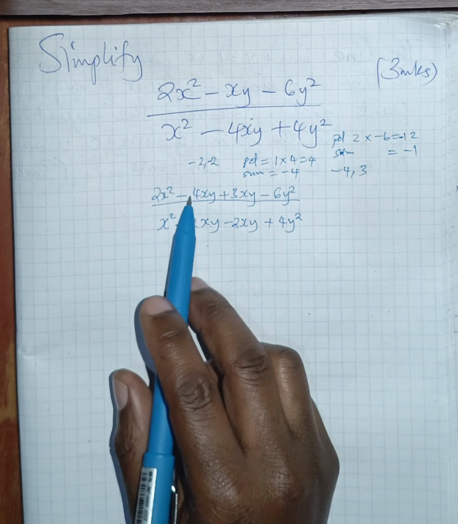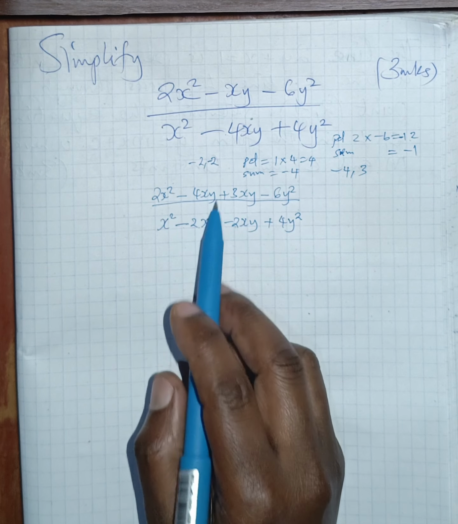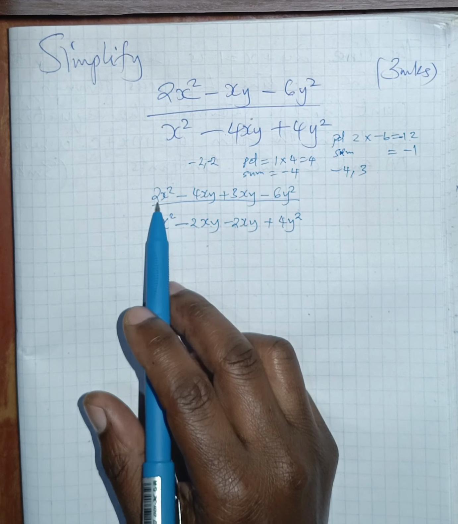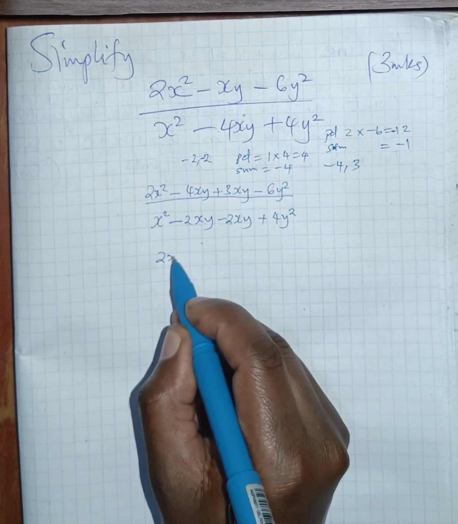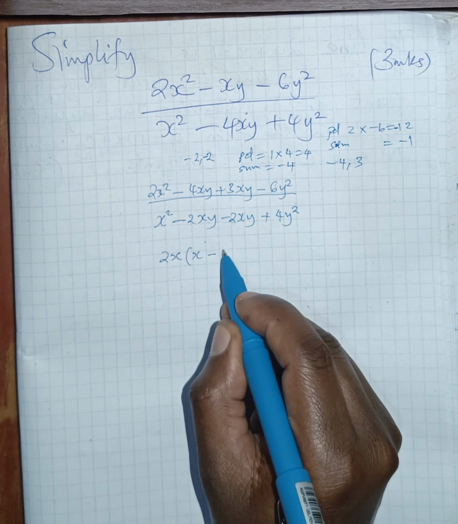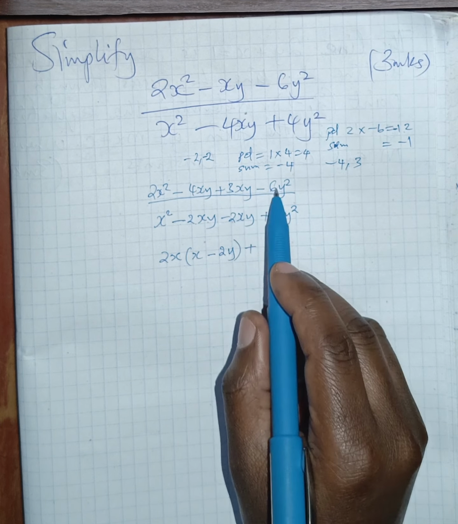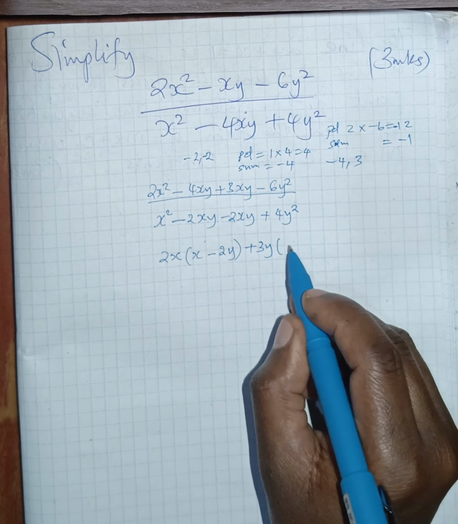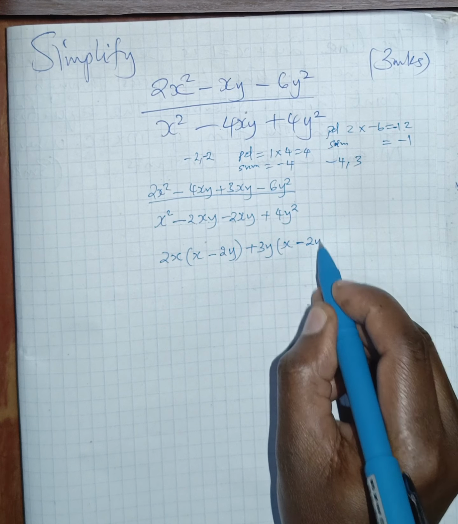Then I go ahead and factorize these two expressions. Begin with the first one, I check what is common. I split them into two parts. The first part, I get what is common here. 2 is common and x, so I get 2x, open brackets, x minus 2y. Then plus, 3 is common in both and y, so I get 3y, open brackets, x minus 2y.